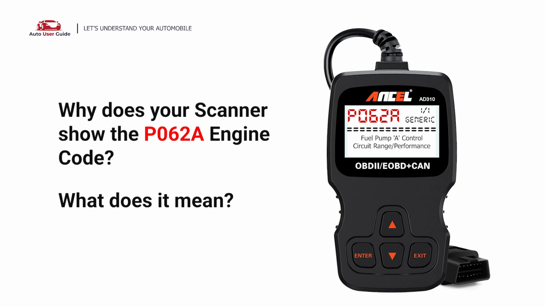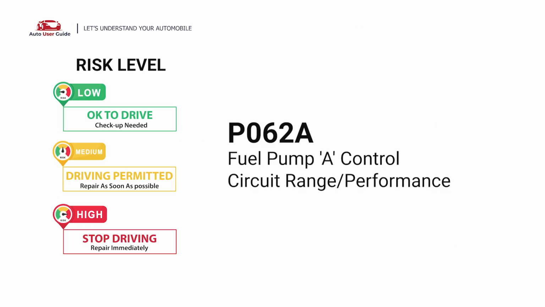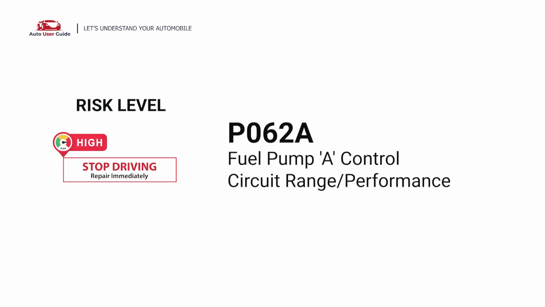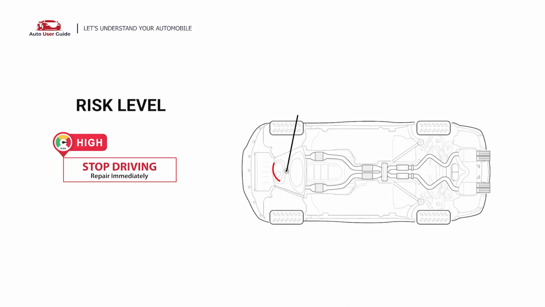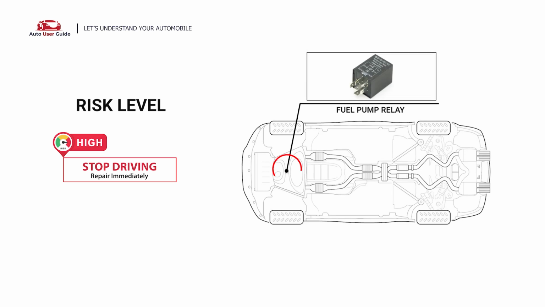Why does your scanner show the P062A engine code? What does it mean? P062A is a diagnostic trouble code for fuel pump A controls circuit range or performance. It indicates that there's a problem detected in the fuel pump A control circuit. Under this circumstance, stop driving and repair your vehicle immediately.